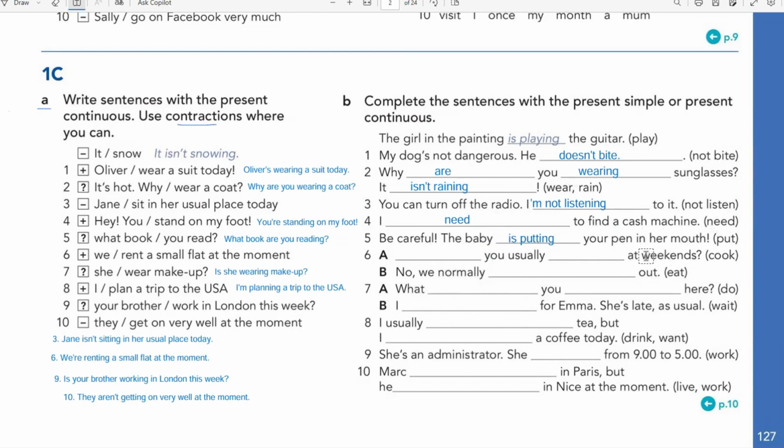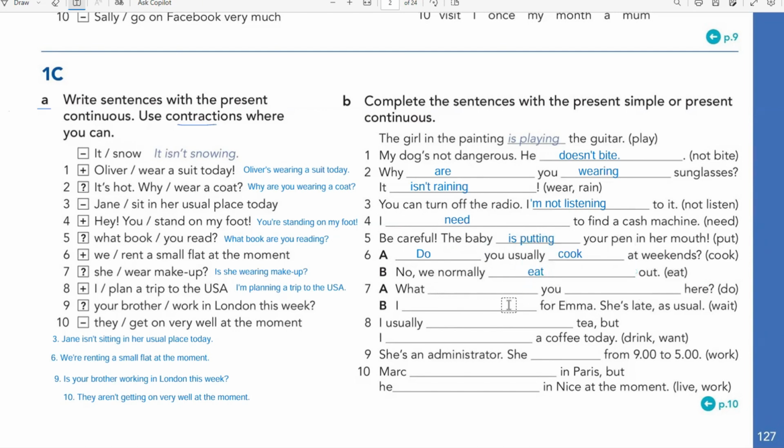Number 6, look, at weekends, plural. At weekends. I'm asking about general information or routine activity. So that will be present simple. And also we got the word usually, which is an adverb of frequency. Usually, always, never, often, rarely. This kind of words we use with present simple. So it's a question. Do you usually cook at weekends? No, we normally eat out. Normally is also an indicator of present simple, guys.